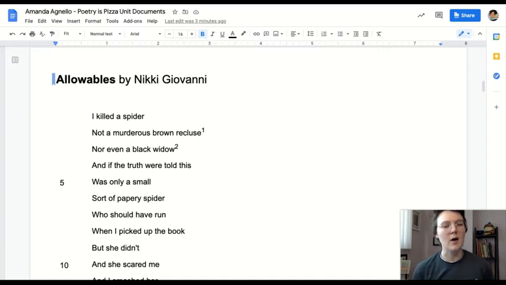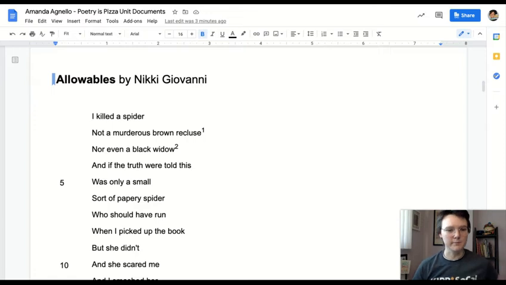So with the poem Allowables, we're going to do the same thing that we did in class by reading it twice. The first time, we will read it just to enjoy it, to savor it, to get the gist of it, the overall meaning. The second time we'll read it, and we will dig into the text. So this is Allowables by Nikki Giovanni.